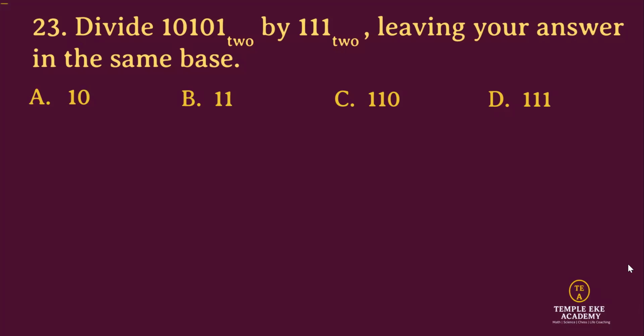All right, we're required to divide 10101 in base 2 by 11 in base 2, and we're expected to leave our answer in the same base 2. So we're going to adopt the approach: we convert both numbers to their denary equivalent, base 10, and then carry out the division, and finally convert the result to the original base 2. So let us get into the solution.